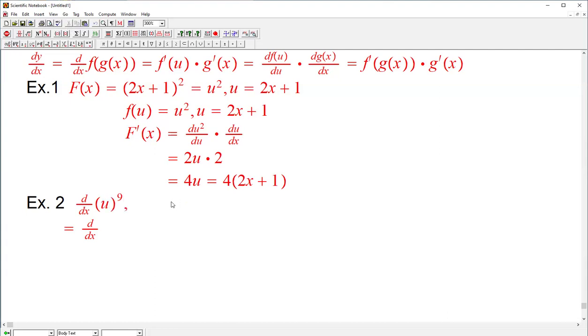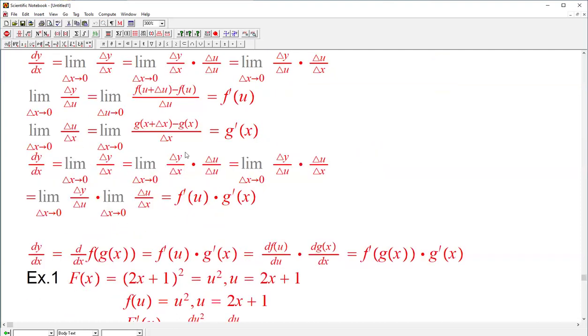Okay, and what is u? U is whatever is inside the parentheses. So to get that, we take u raised to the power of 9 with respect to u, multiply by du, and then divide by dx. So you see the glimpse of our proof. Divided by du, multiply by du.